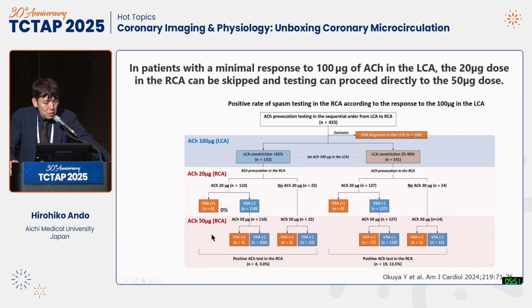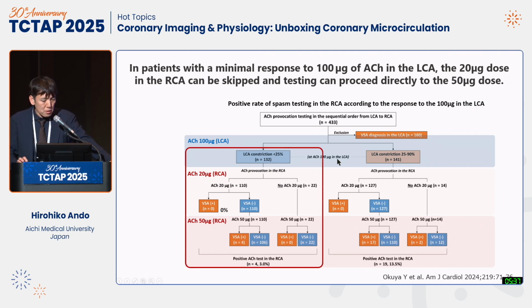This is another study showing the positive rate of spasm testing in the RCA according to the response to the 100 microgram dose of acetylcholine in the LCA. If the patient shows a minimum response to the 100 microgram dose, no patient has a positive response to the 20 microgram dose in the RCA, and only 3% have a positive response to the 50 microgram dose. So we can skip the 20 microgram dose and go directly to the 50 microgram dose.